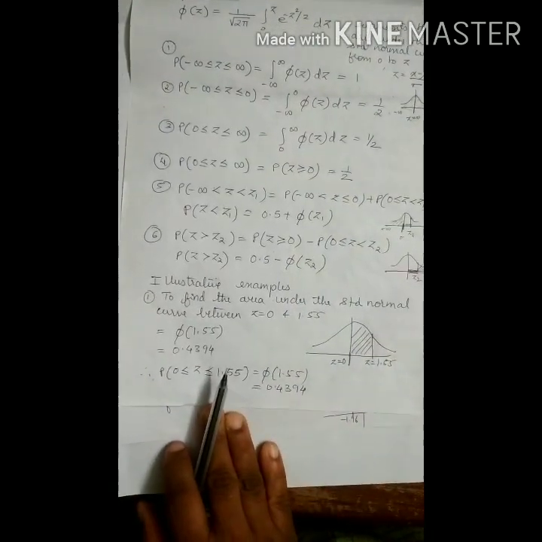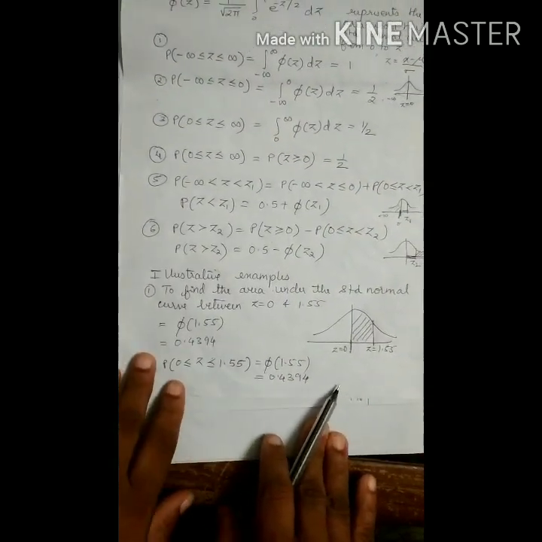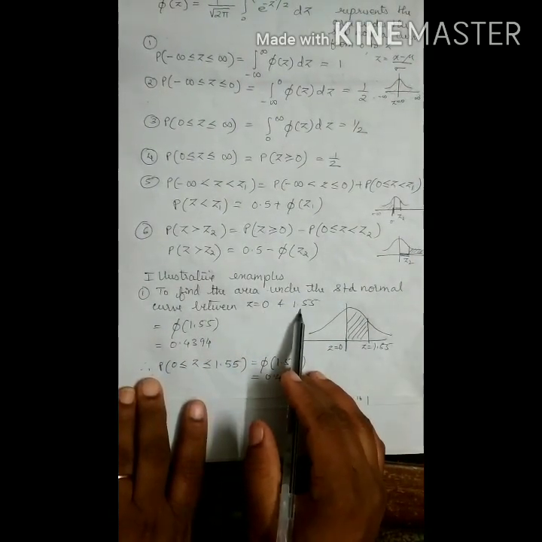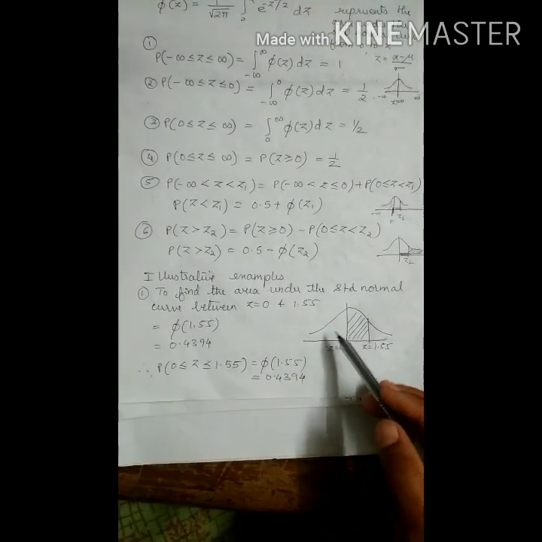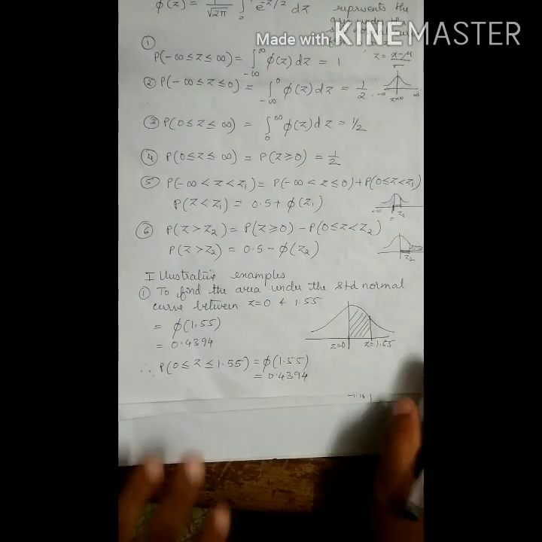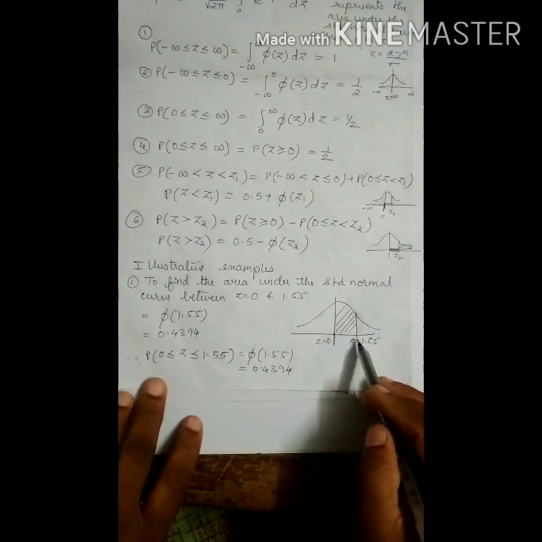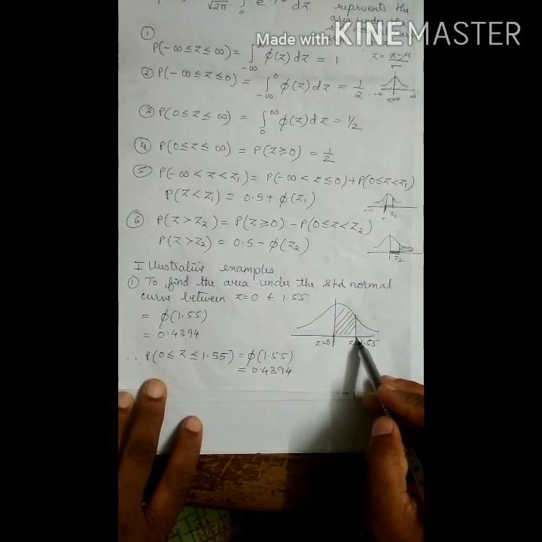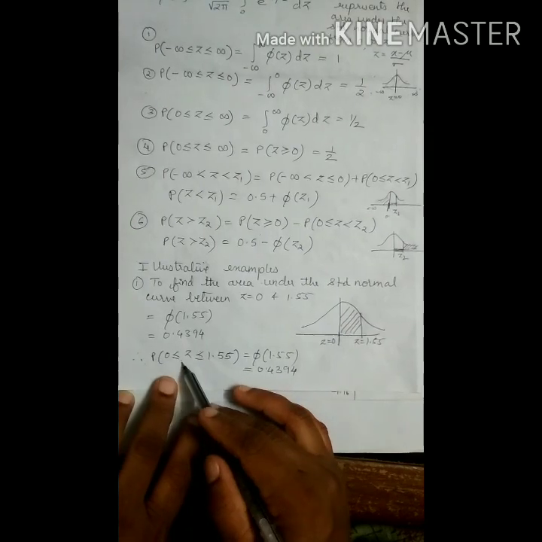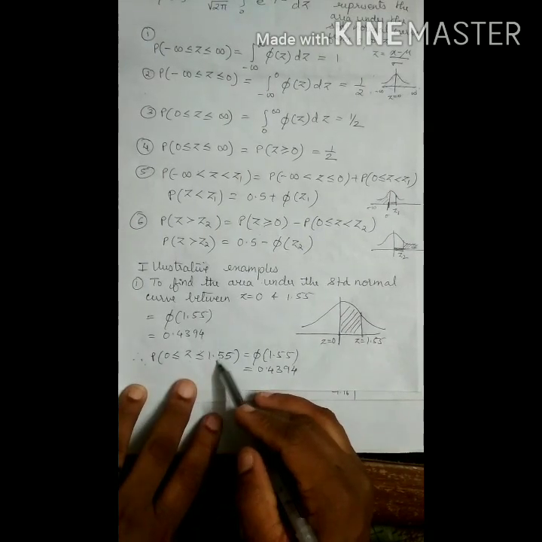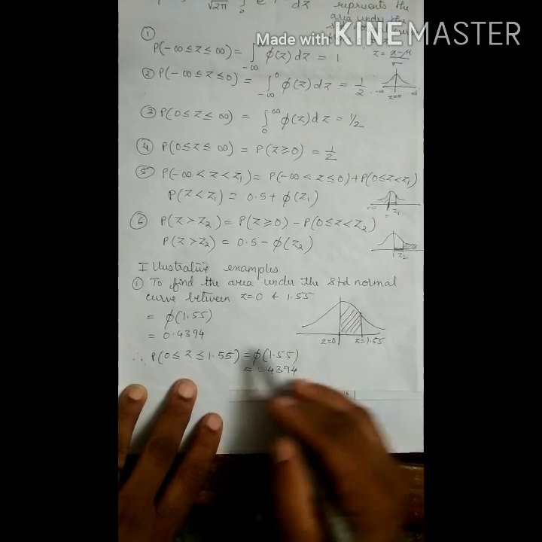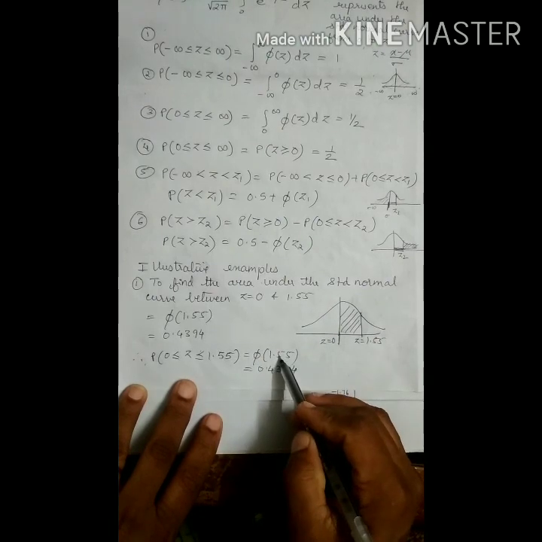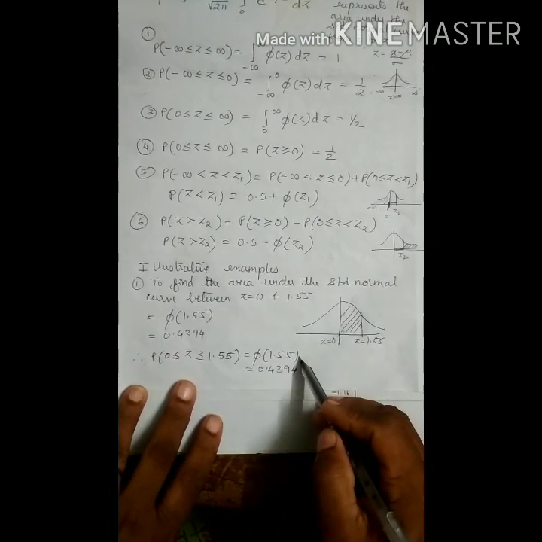So there are some illustrative problems to understand. They are asking us to find the area under the standard normal curve between z equals to 0 and 1.55. So to better understand, always draw the graph. You will understand what exactly you have to calculate. Z equals to 0 to z equals to 1.55 means this area you have to calculate. So it is probability of 0 less than or equals to z less than or equals to 1.55. Whenever it starts from 0 to some value, it can be written as phi of the last value, that is phi of 1.55.